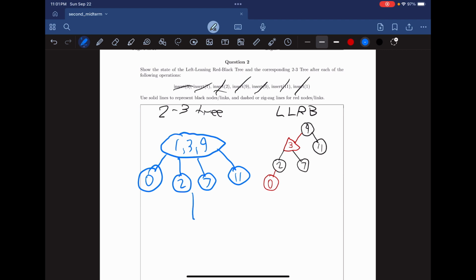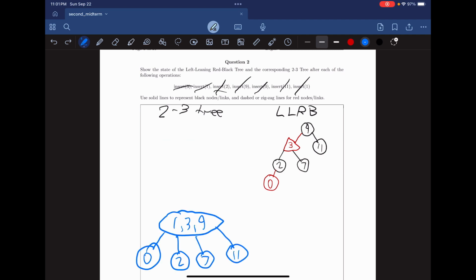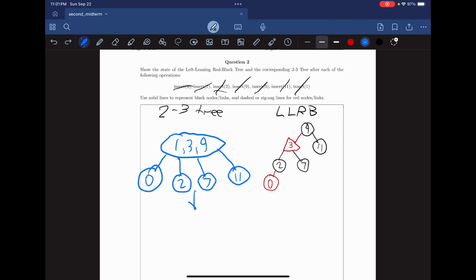We need to now send up the middle value, which is the 3. Send up the middle value, which is the 3, to be by itself. And the left child to be the 1, the right child to be the 9.